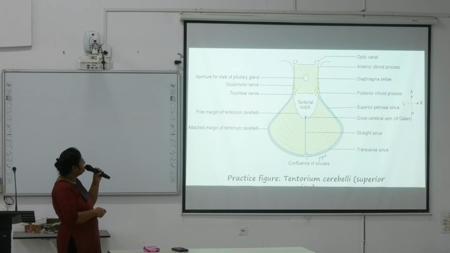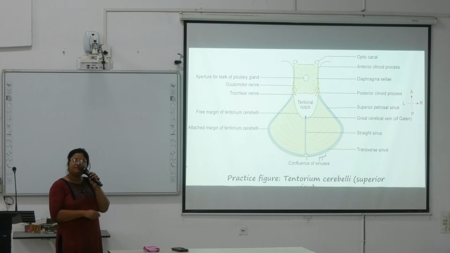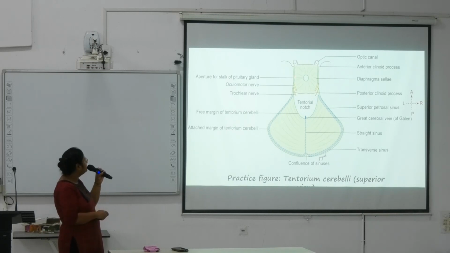Next, the next fold is diaphragma sellae. See, this quadrangular separate fold is known as diaphragma sellae. It is stretching between the anterior clinoid process and the posterior clinoid process. And this opening is the aperture for the stalk of the pituitary gland. Here there is a hypophyseal fossa for lodging the pituitary gland, and through this opening in the diaphragm, the stalk of the pituitary gland is passing. Understood? Here we are seeing the diaphragm. Next.